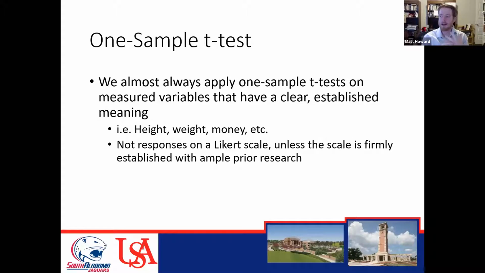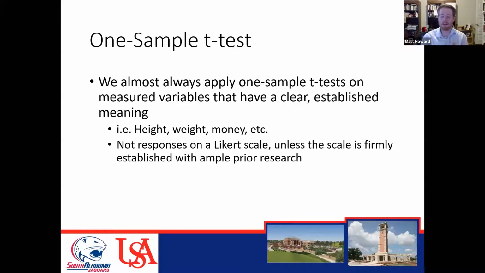Also, this is just another side note: we almost always apply a one sample t-test on measured variables that have clear established meanings, so things like height, weight, money. Also, when I said standardized test scores, I mean standardized tests. So it's tests that have standard values that we interpret in a very meaningful way, that might have clear cutoffs, clear ranges, established percentiles. Those would also be instances we might want to use a one sample t-test.